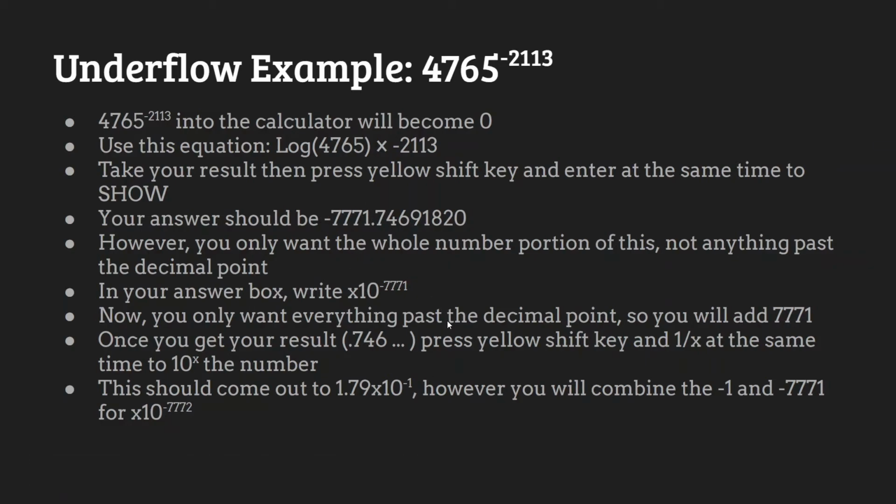So an easy way to interpret this is, once you get this number, negative 7,771, you're just going to add one more. So for example, you might get negative 4,783 right here. You're going to put negative 4,784 rather than 83, since you're going to be combining them at the end. And when you 10 to the x your number, it will always have 1.79 times 10 to the negative first, rather than times 10 to the 0. And your answer should be 1.79 times 10 to the negative 7772.